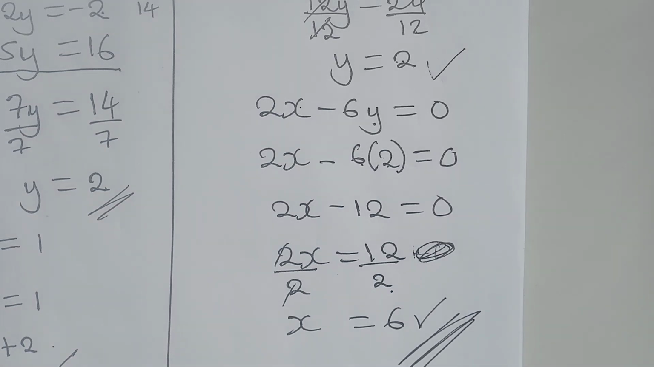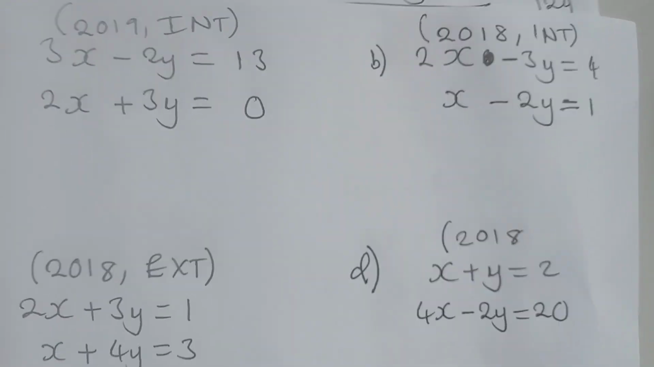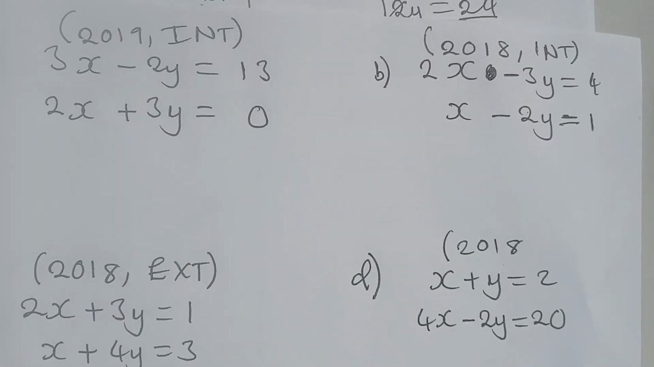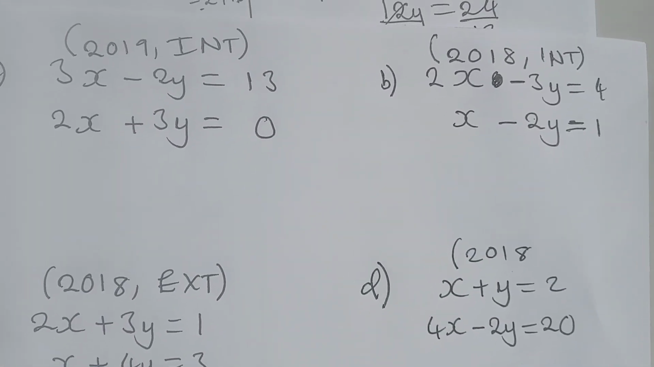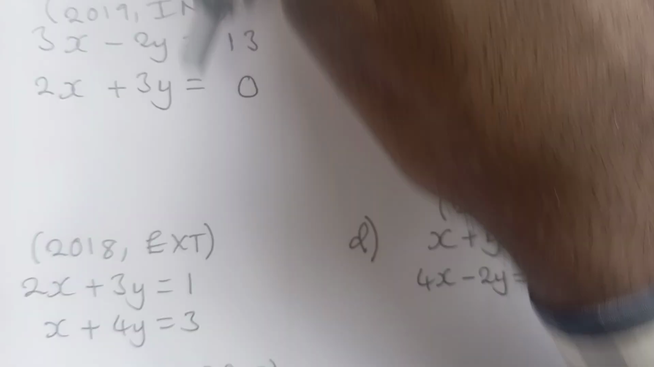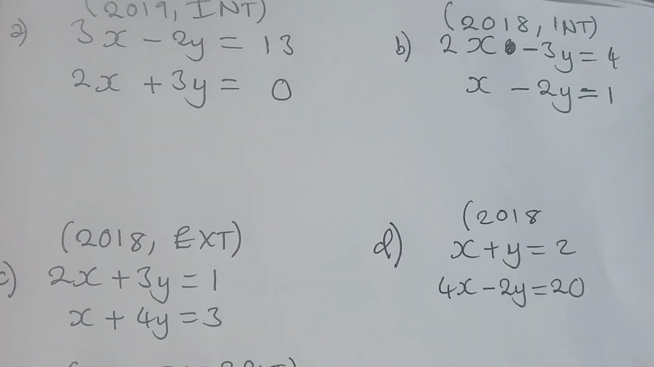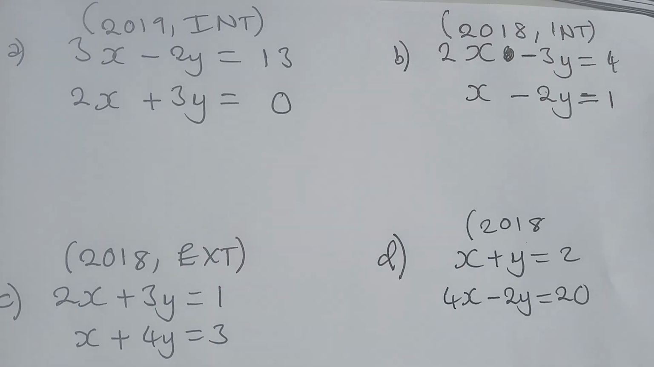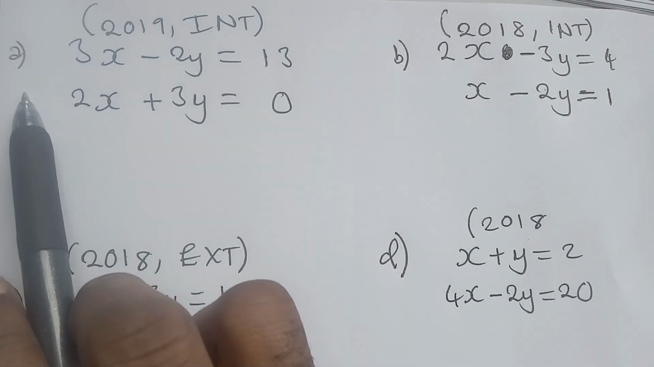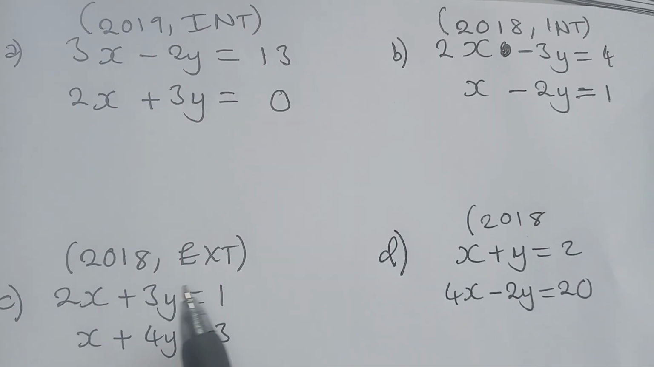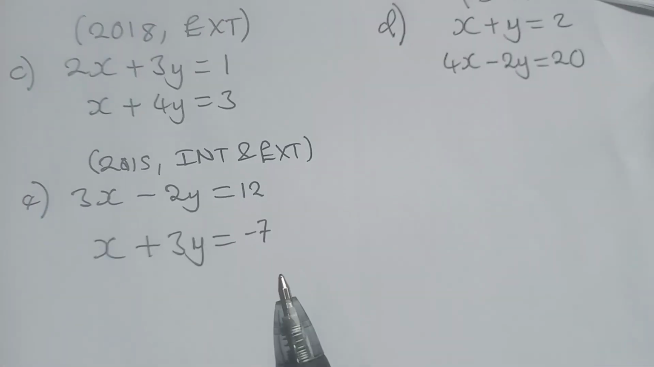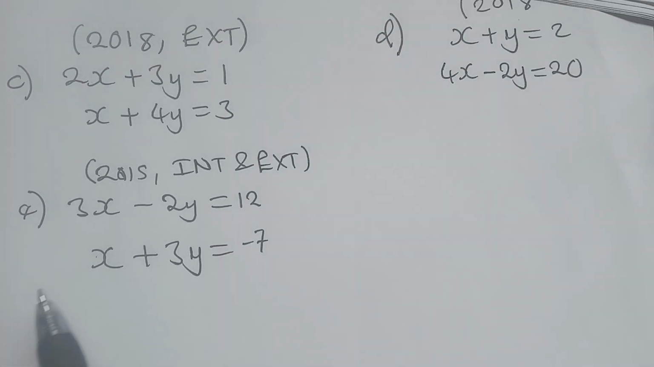So now this is your work. You can just attempt these 5 problems and submit your findings. So we have part A, part B, part C, part D, and part E, which is this one.